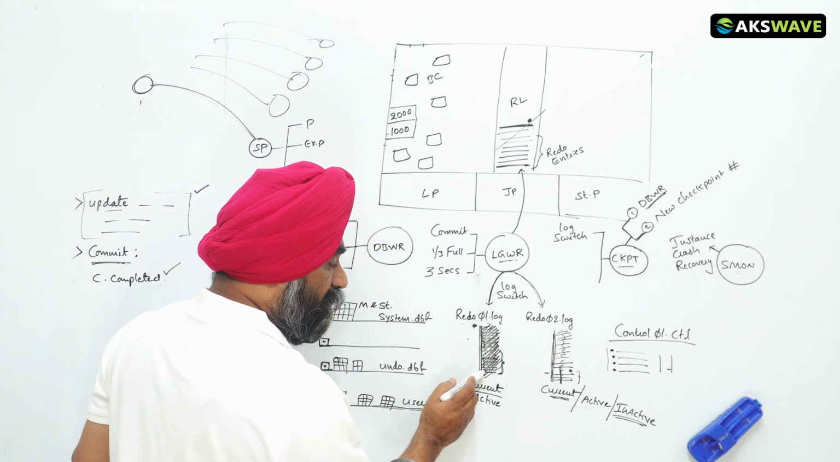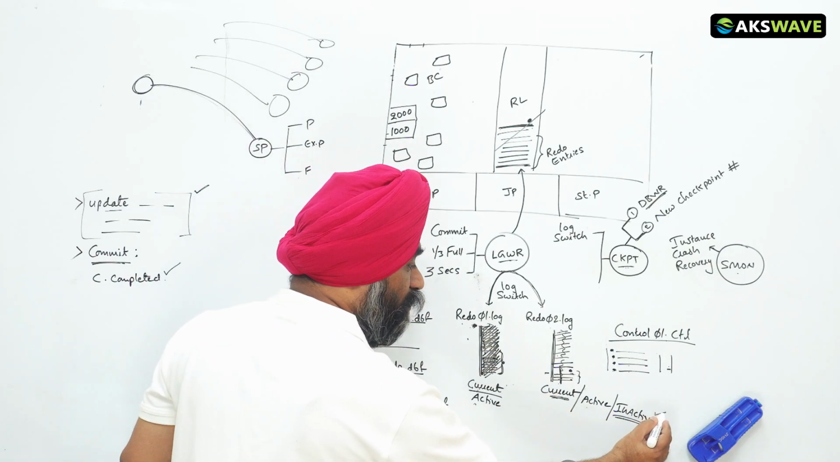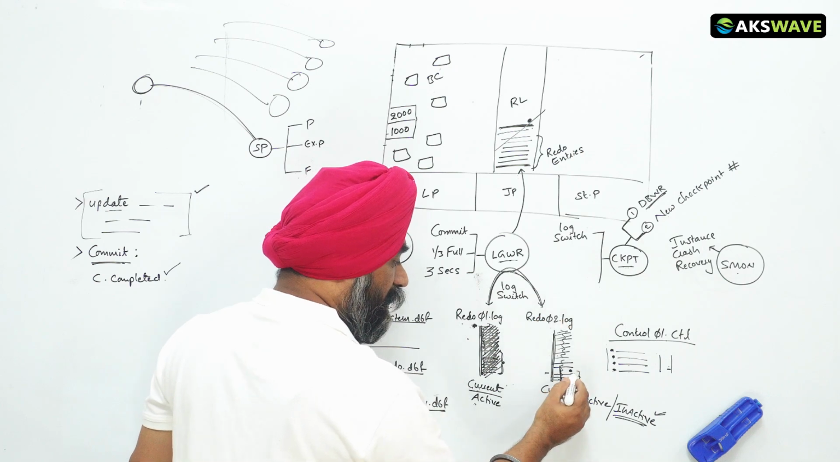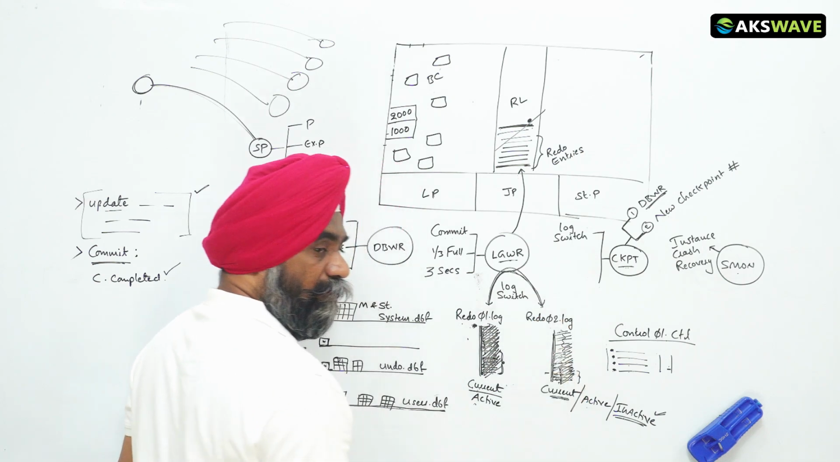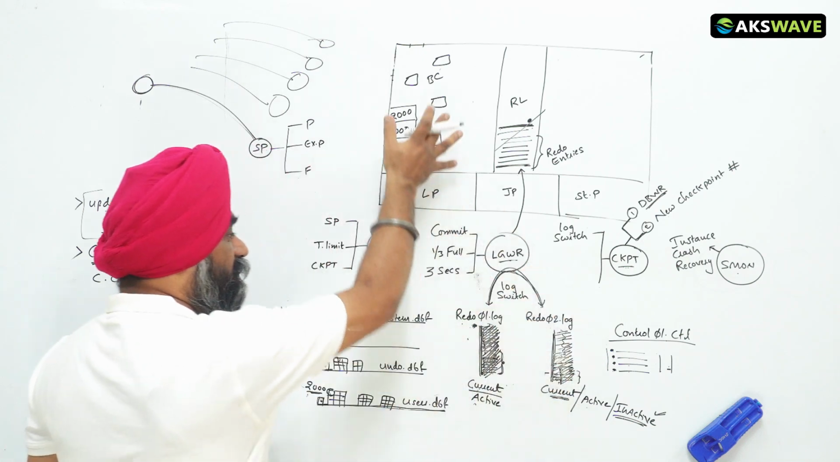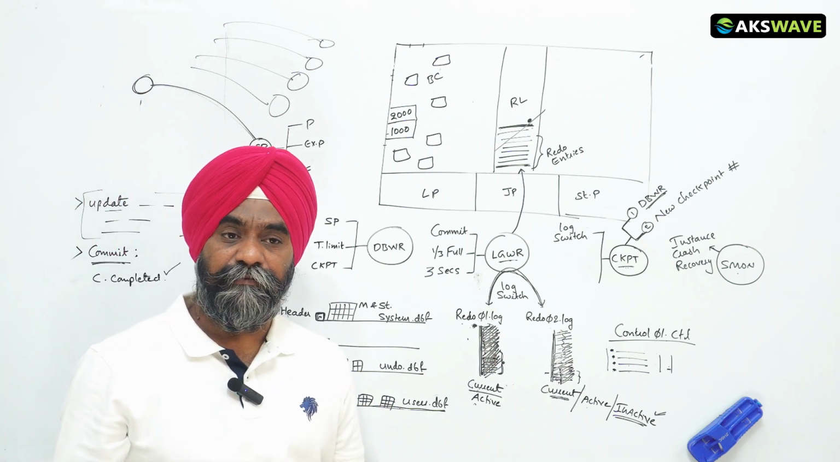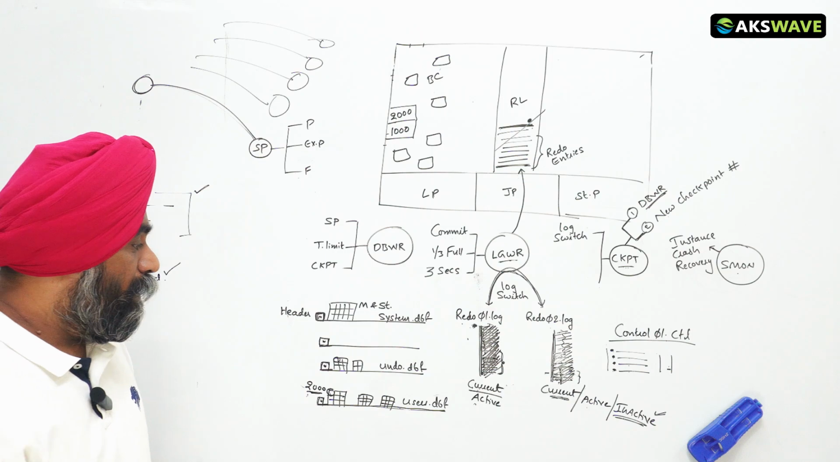Because after some time, if this file gets filled up, and this file status is in which mode now? Inactive. A log switch can occur and it can be overwritten by new transactions. Got it? Because the previous transactions' data is already flushed. It is flushed. Understood, please?